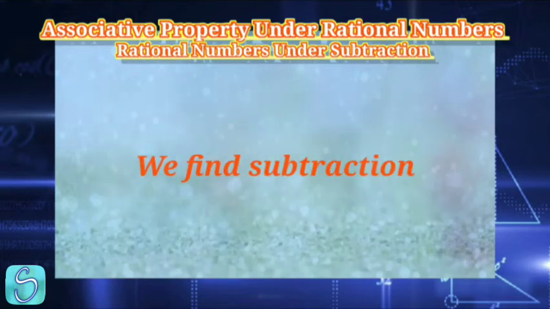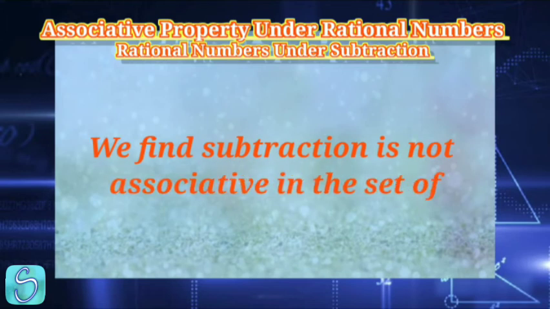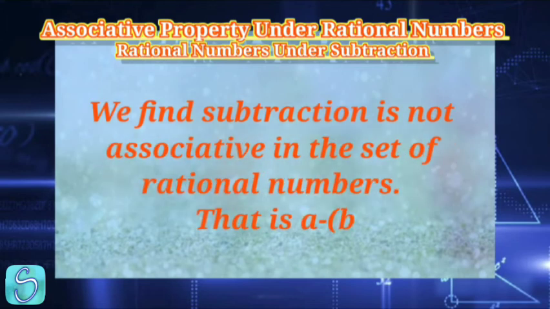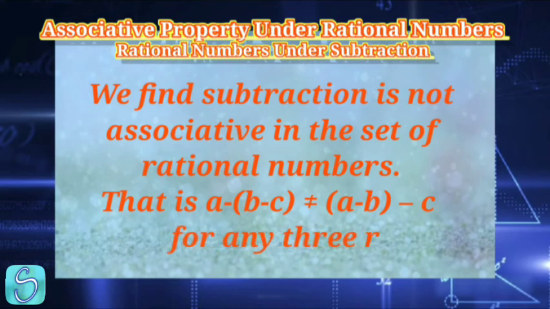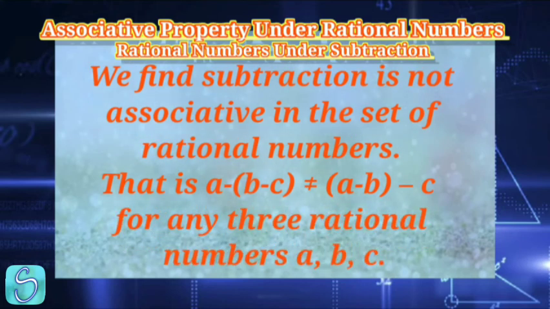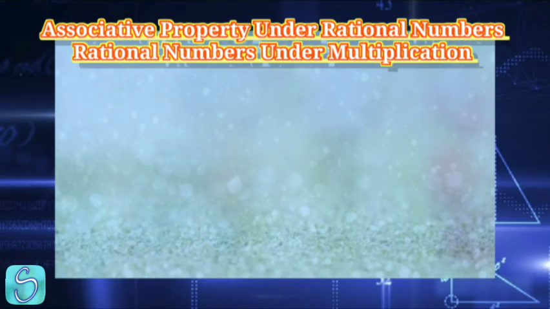We find that subtraction is not associative in the set of rational numbers. That is, (a - b) - c is unequal to a - (b - c) for any three rational numbers a, b, c. Rational numbers under multiplication.